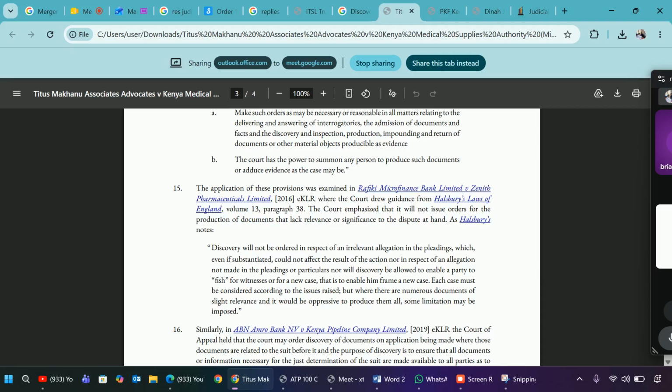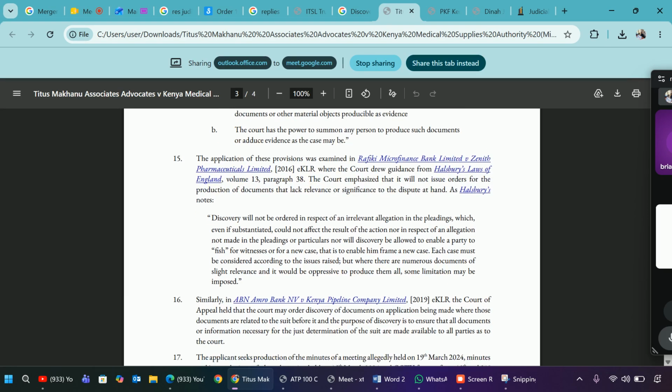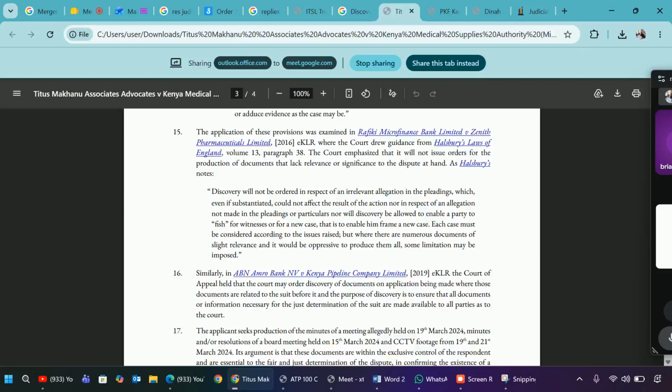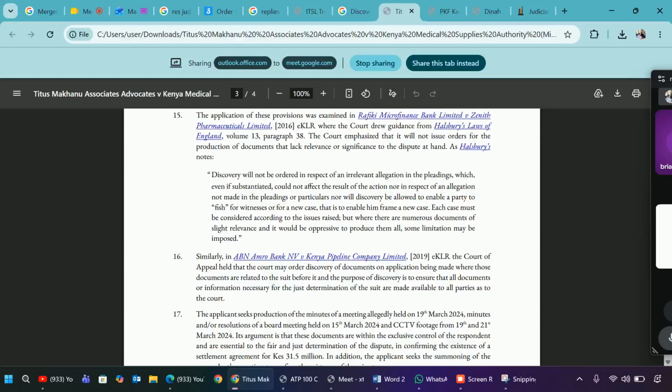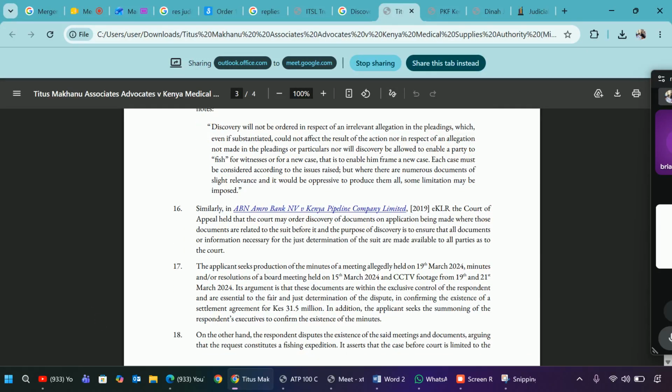nor in respect of an allegation not made in the pleadings or fact or particulars, nor will discovery be allowed to enable the party to fish for witnesses or for a new case. Each case must be considered according to the issues raised, but where there are numerous documents of slight relevance and it will be oppressive to produce them all, some limitation may be imposed.